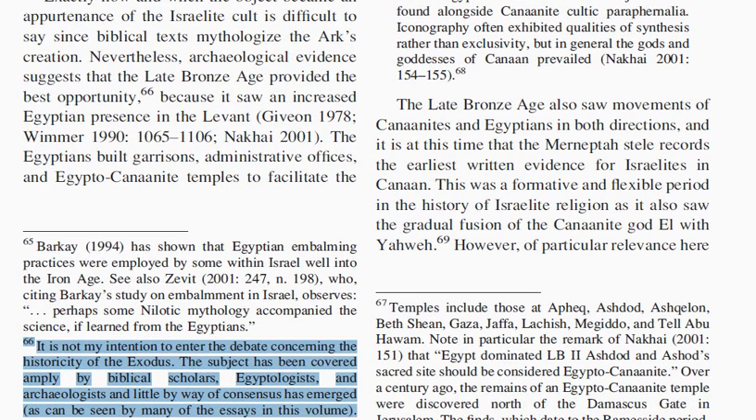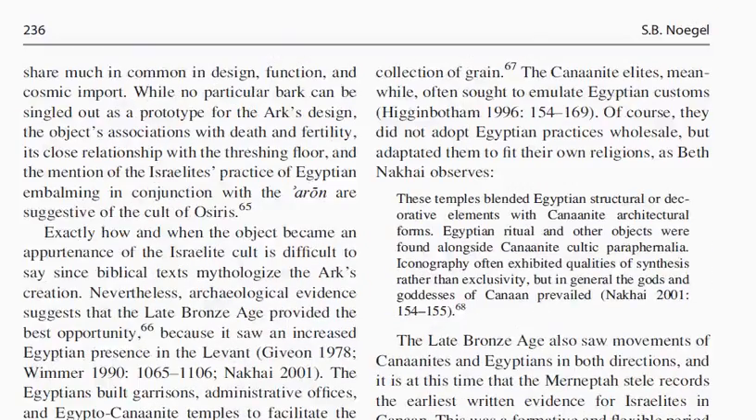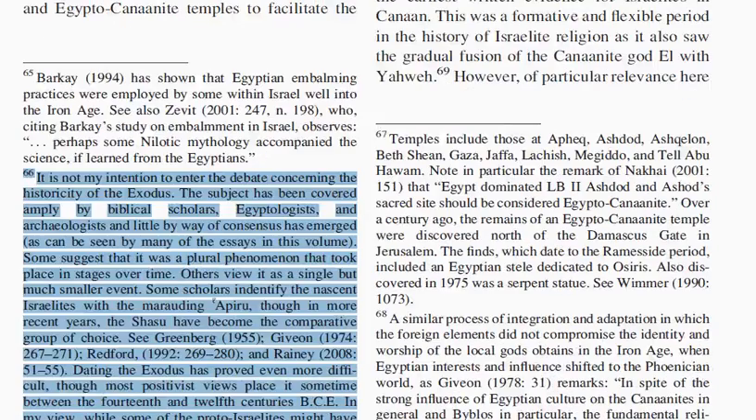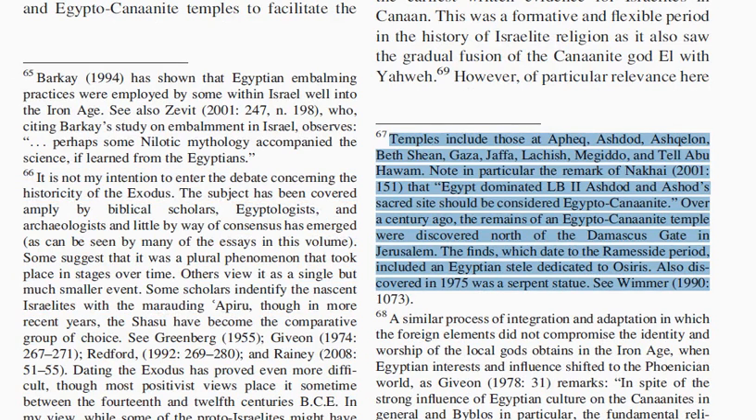Because it saw an increased Egyptian presence in the Levant. The Egyptians built garrisons, administrative offices, and Egypto-Canaanite temples to facilitate the collection of grain. Footnote. Temples include those at Aphek, Ashdod, Ashkelon, Beth Shean, Gaza, Jaffa, Lachish, Megiddo, and Tel Abu Hawam.